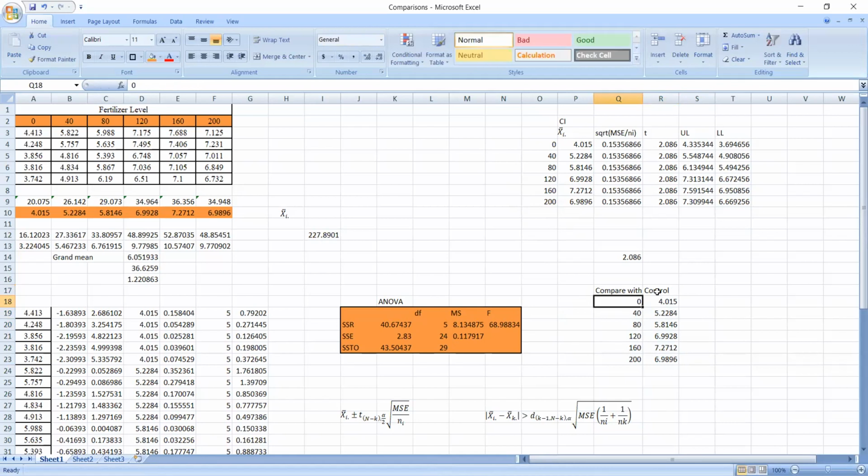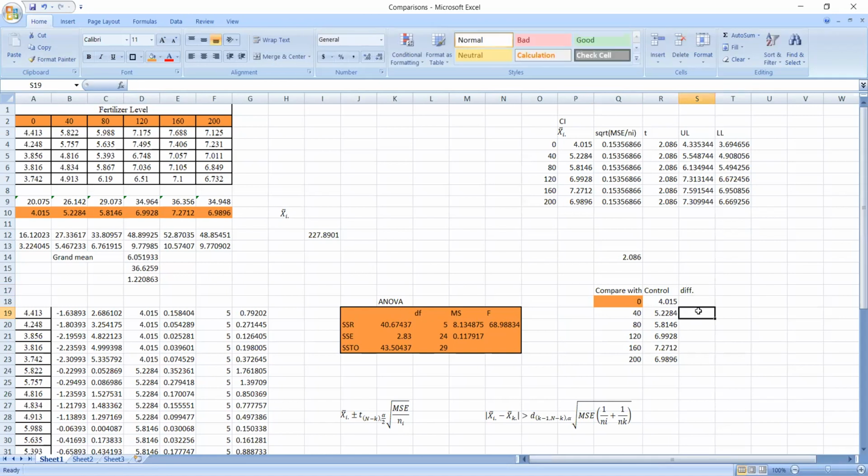So what we are going to do is comparisons with the control group. In this case, the 0 level is our control level, and we have already constructed the mean values. So first, what you can do is check the difference between your control and the mean values of each treatment. So here I'm going to calculate the difference.